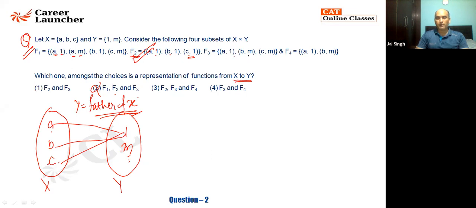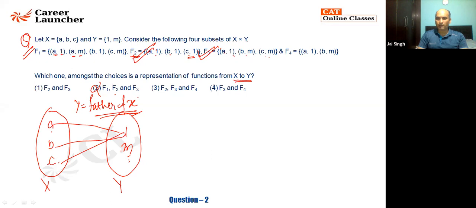A is connected with 1, B and C are connected with M, yes, it will also be a function. A's father name is 1, B and C have one father, means they are brother and sister, or they may be brothers or sisters. Fine. So yes, F3 is also a function. So what will we say? I will say second and third, both of them are correct. What about the fourth one?